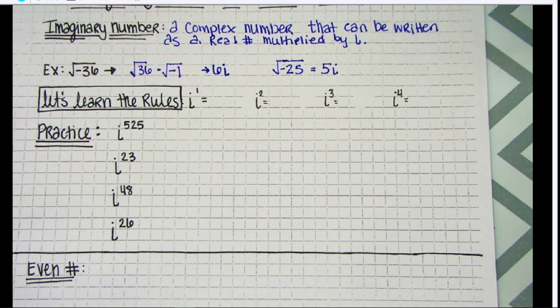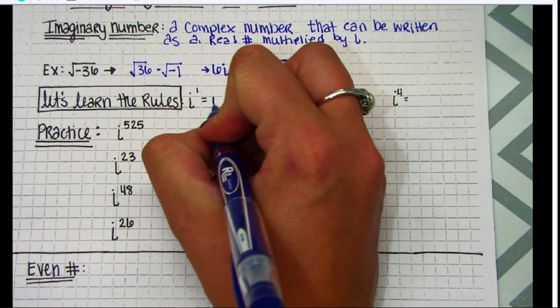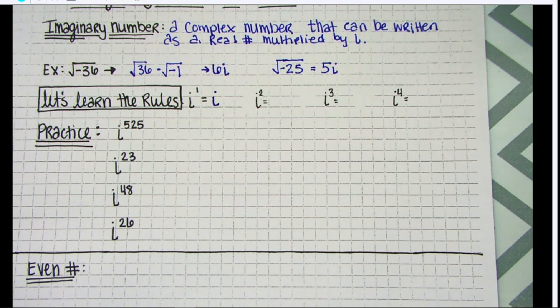So let's talk about the rules of i. Do you remember talking about the rules? I'm going to teach you the best shortcut ever. What is i to the 1? I to the 1 is i, because anything to the first power is itself. Yes. What is i squared?